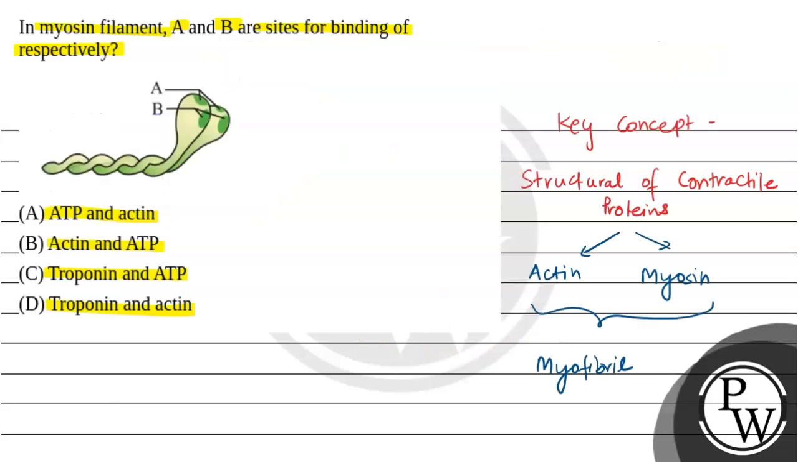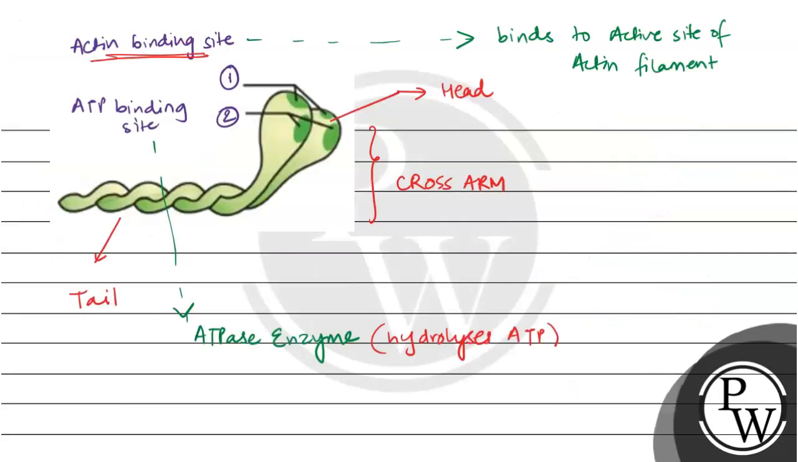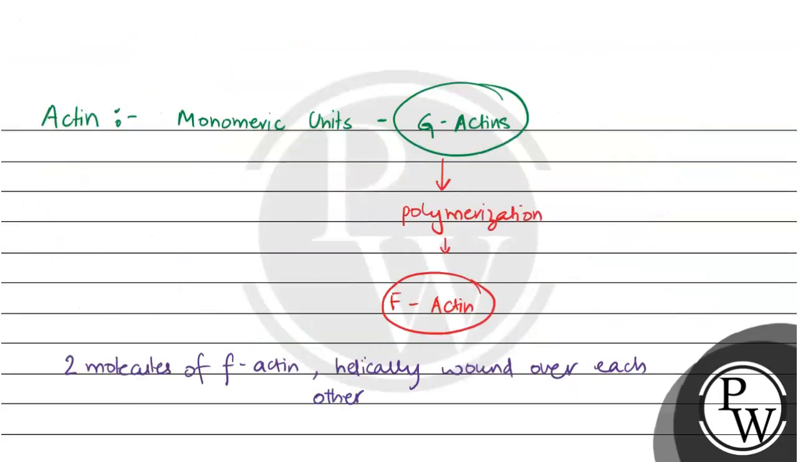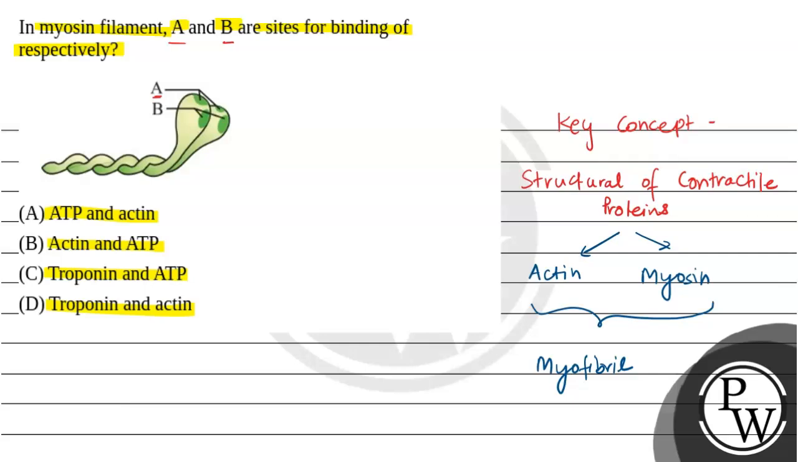So coming back to the question, we have to tell which sites A and B are. The first site is the actin binding site, the second site is the ATP binding site. So A is the actin binding site and B is the ATP binding site. ATP and actin will be wrong. Third is troponin and ATP. Troponin is part of actin, so this is wrong. Again, troponin is part of actin, this is also wrong. So the final answer for this question is option D. Hope you understood well. Best of luck.